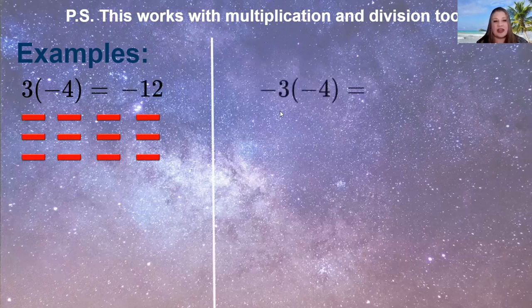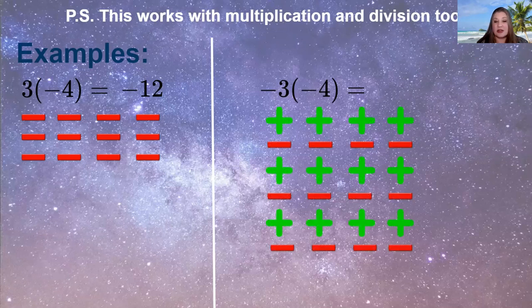Let's try another one with a negative and a negative, because this gets confusing too for people. All right, this is essentially telling me I want to take away negative 4 3 times. But again, we don't have any yet. So we have to add in all of our zeros. Now, I happen to know 3 times 4 is 12, so I put 12 zeros, but you can add as many as you want. This would still work, okay? I'm just trying to be efficient here.